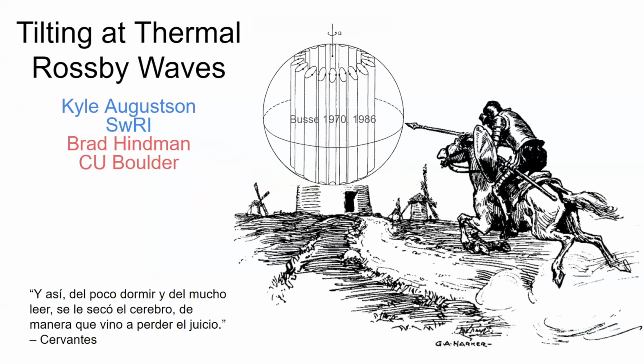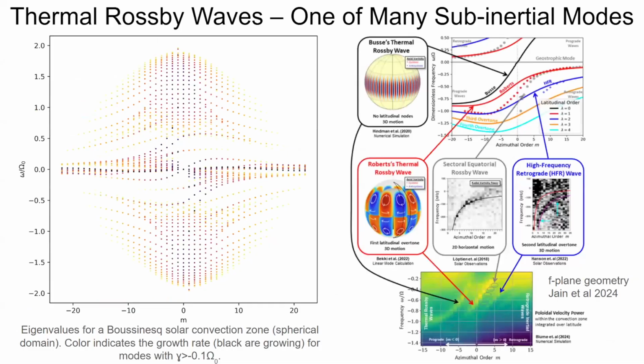Sure. Well, this is kind of a direct continuation of what Rekha was talking about. So Brad and I have been looking at what causes thermal Rossby waves and equivalently their convective mode, the convectively unstable modes, to tilt in radius and longitude. And so this is continuing work from Busse's work from almost 50 years ago, where we were looking at a particular set of modes.